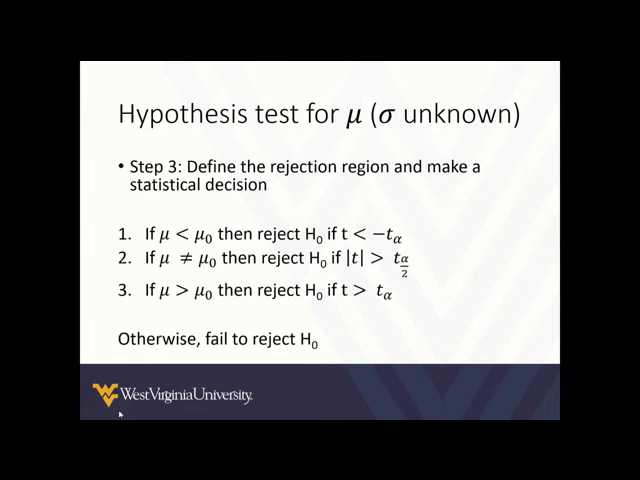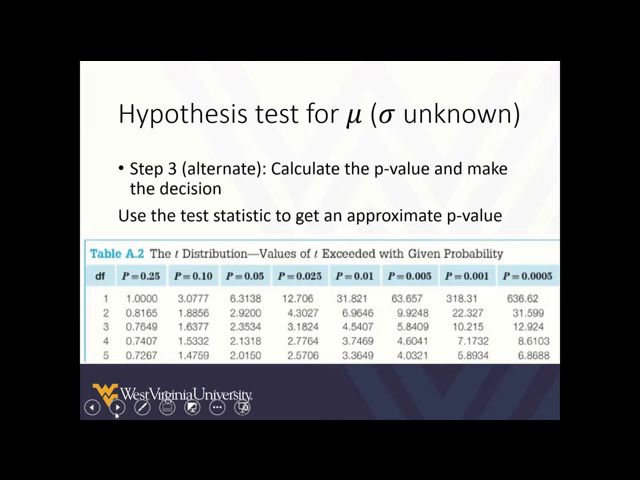And our rules for making our statistical decision are almost identical to that with the normal distribution, only instead of z's, we have t's. So if mu is less than mu naught, then we will reject our null hypothesis if t is less than negative t alpha. If mu is not equal to mu naught, then we will reject our null hypothesis if the absolute value of t is greater than t alpha over 2. And if mu is greater than mu naught, then we will reject the null hypothesis if t is greater than t alpha. Otherwise, we fail to reject the null hypothesis.